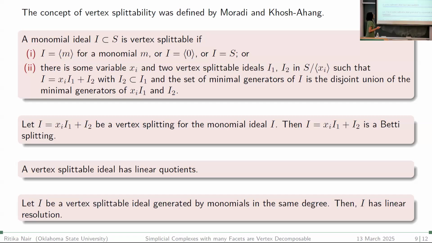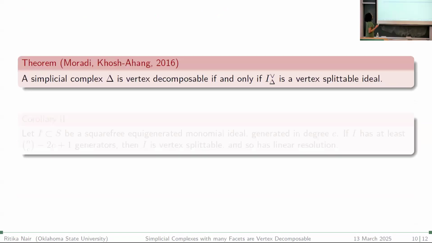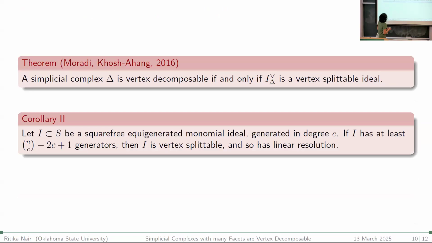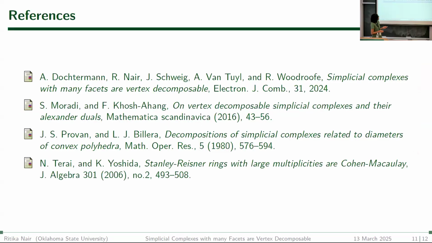So from this, we can get the second corollary, thanks to Moradi and Khosh-Ahang, the dual form of our result, which is: if I is a square-free, equigenerated monomial ideal, generated in degree C, and if I has at least these many generators, then it will be a vertex splittable ideal. And so it will have all those properties that we just saw in the previous slide. So this is a nice corollary, and some more fun corollaries are there if you would like to look at the paper, and these are some references I mentioned during the talk.